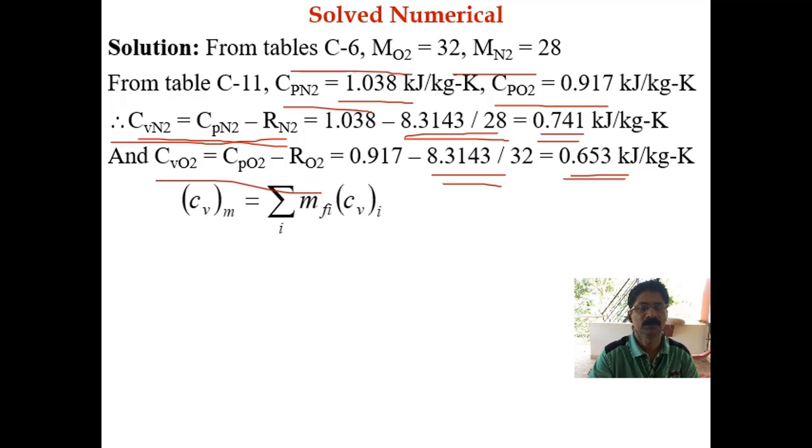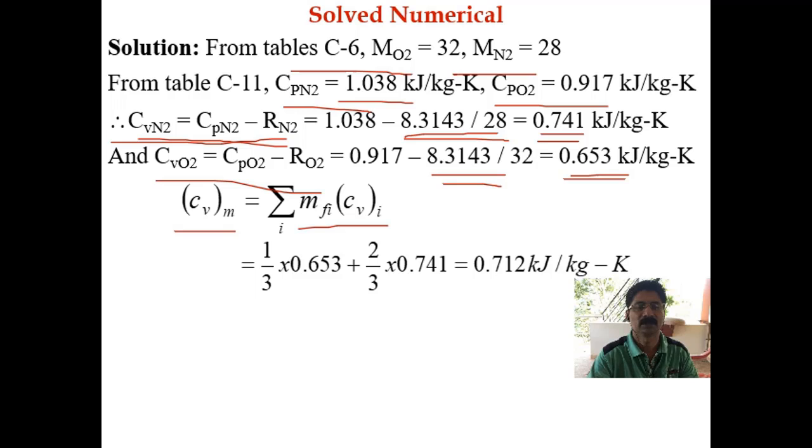Now all of you know the specific heat of the mixture is nothing but the summation of the product of mass fraction into specific heat at constant volume for the individual gases. So here only two gases are there, oxygen and nitrogen. Mass fraction of oxygen is 1/3 and its Cv is 0.653, and for nitrogen it is 2/3 and its specific heat at constant volume is 0.741. After simplification you will get it as 0.712 kilojoules per kg per Kelvin.